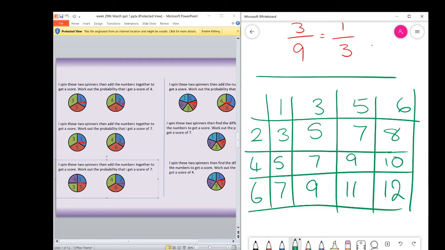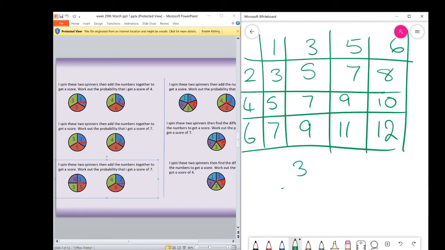What's the probability I get a 7? So how many of these are 7? 1, 2, 3 are 7. This time it's out of 1, 2, 3, 4, 5, 6, 7, 8, 9, 10, 11, 12. So the answer is 3 out of 12. Again, I can simplify that if I want to, a quarter.